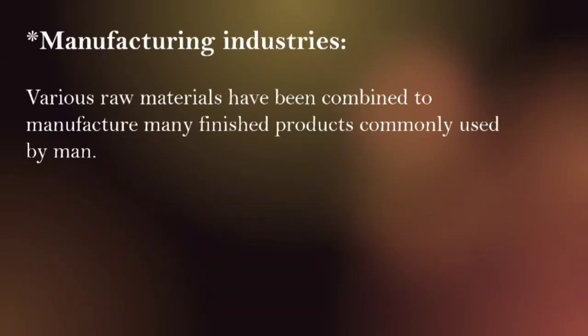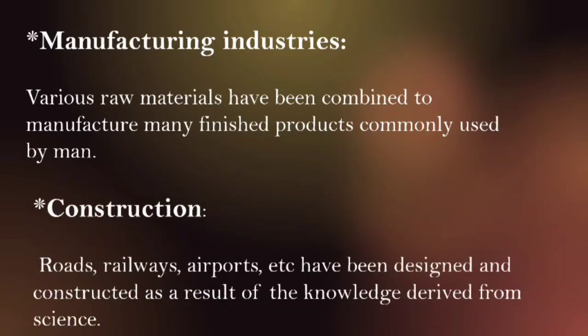Manufacturing industries also, making use of raw materials, combining raw materials to produce new things, like textile and clothing, detergents, drinks, cosmetics. All these things are produced by manufacturing industries from the knowledge of science. Also construction, roads, railways, airports, have been designed with the help of science.